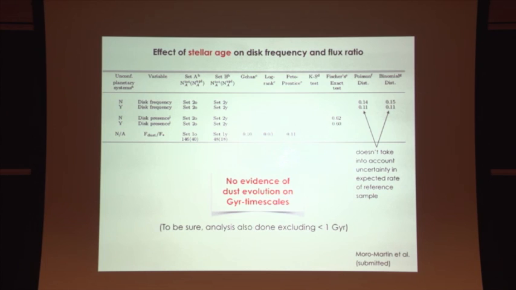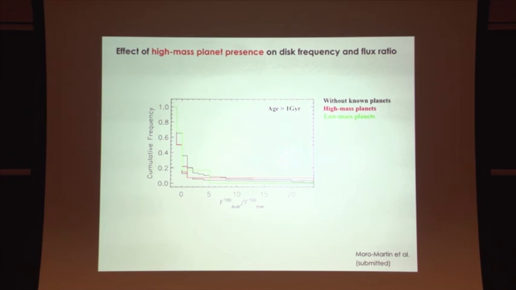Then we looked at, using this sample, whether there was a correlation with the presence of high mass planets. Even though I saw that there was no evidence of evolution within the giga-year timescale, I'm still excluding everything that was younger than a giga-year, just to make sure. So for stars older than 1 giga-year, this is the comparison of how the dust flux ratio compares for stars without planets in black, with high mass planets in red, and low mass planets. And you see that they are fairly the same.